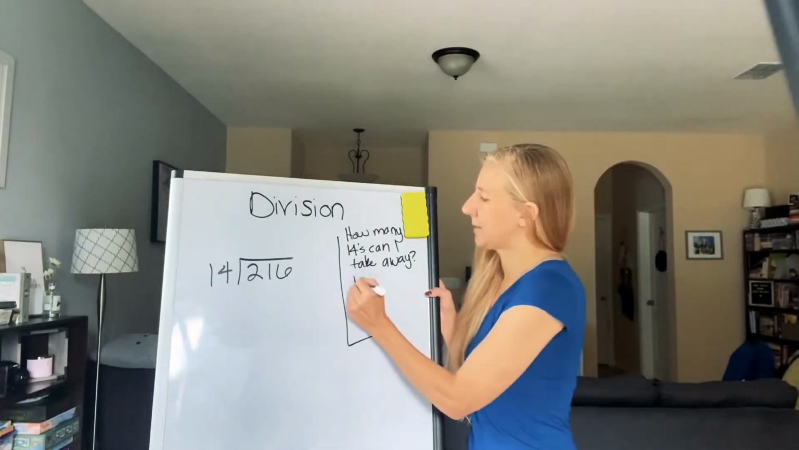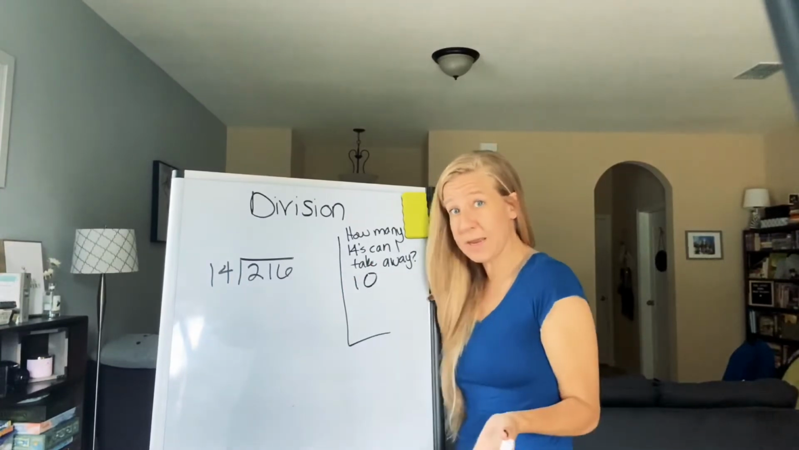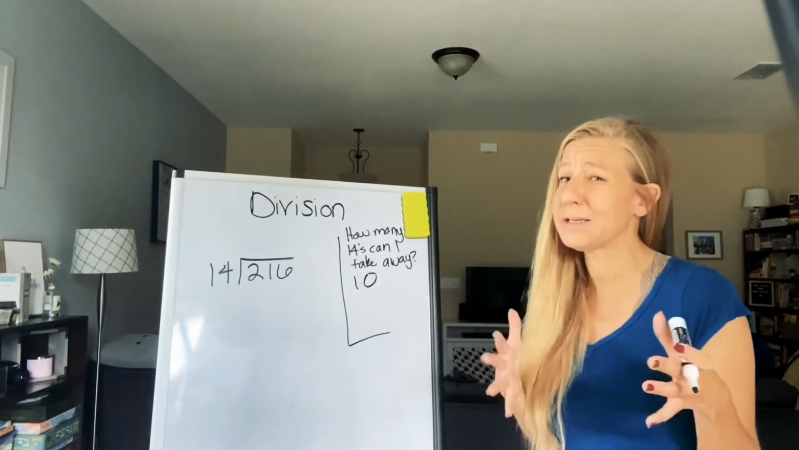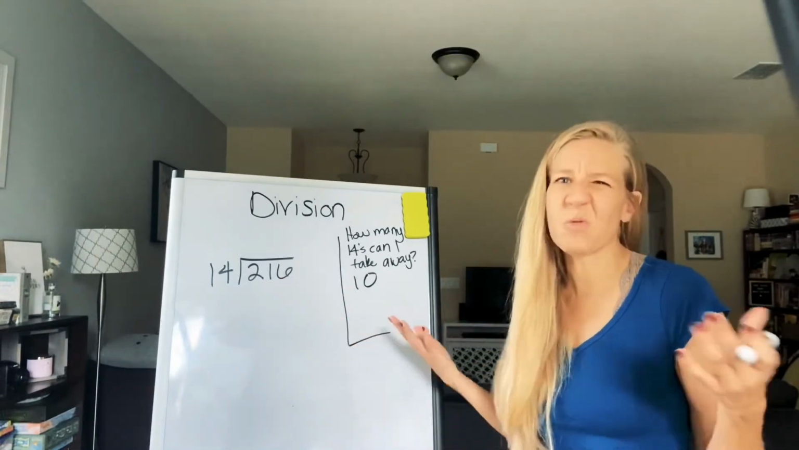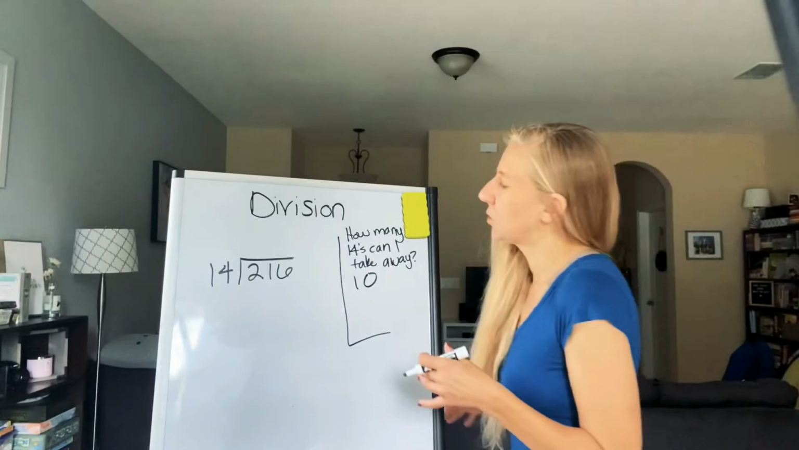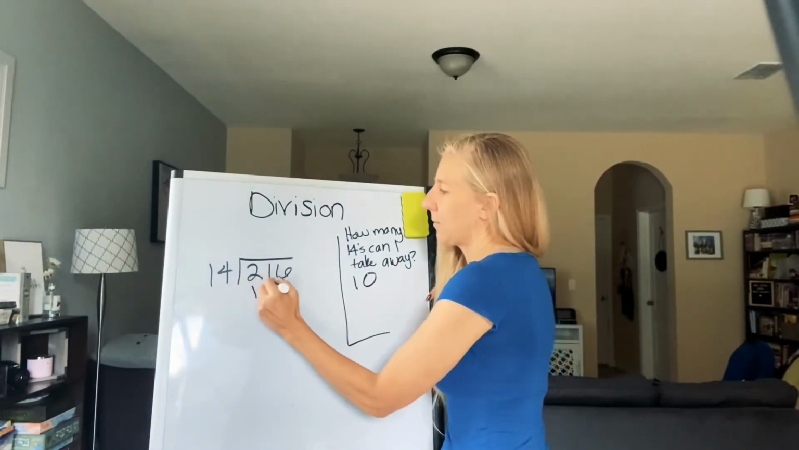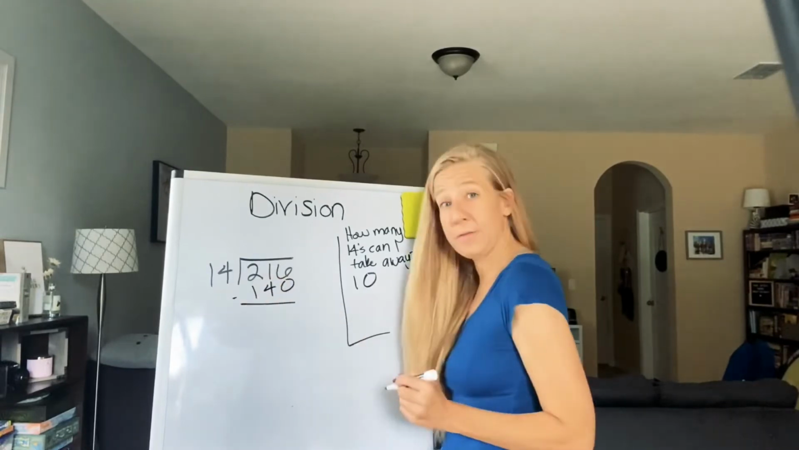And so if I took away 10, 140 is less than 216, so I can take that away, and it is still a good sized chunk. I don't want to take away 2 because that would take forever. Our list would be very long. So I'm going to take away 10 14s, which would be 140. Take that away and see what I have left.